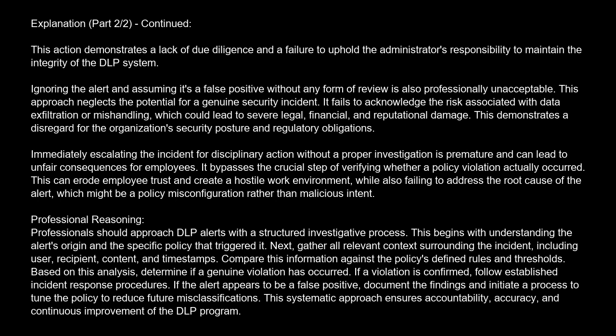Professional reasoning. Professionals should approach DLP alerts with a structured investigative process. This begins with understanding the alert's origin and the specific policy that triggered it. Next, gather all relevant context surrounding the incident, including user, recipient, content, and timestamps. Compare this information against the policy's defined rules and thresholds. Based on this analysis, determine if a genuine violation has occurred. If a violation is confirmed, follow established incident response procedures. If the alert appears to be a false positive, document the findings and initiate a process to tune the policy to reduce future misclassifications. This systematic approach ensures accountability, accuracy, and continuous improvement of the DLP program.